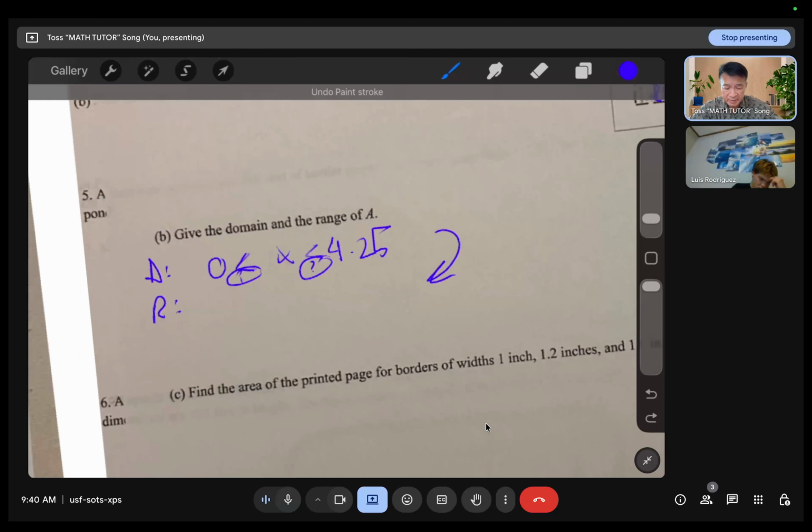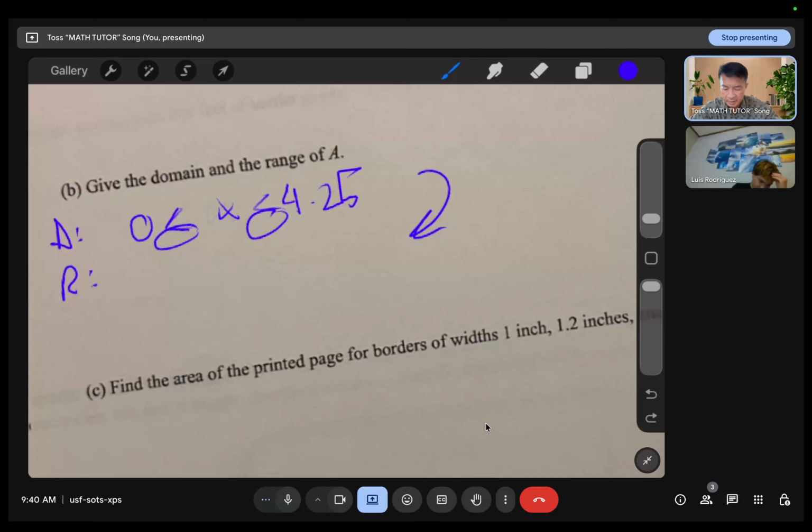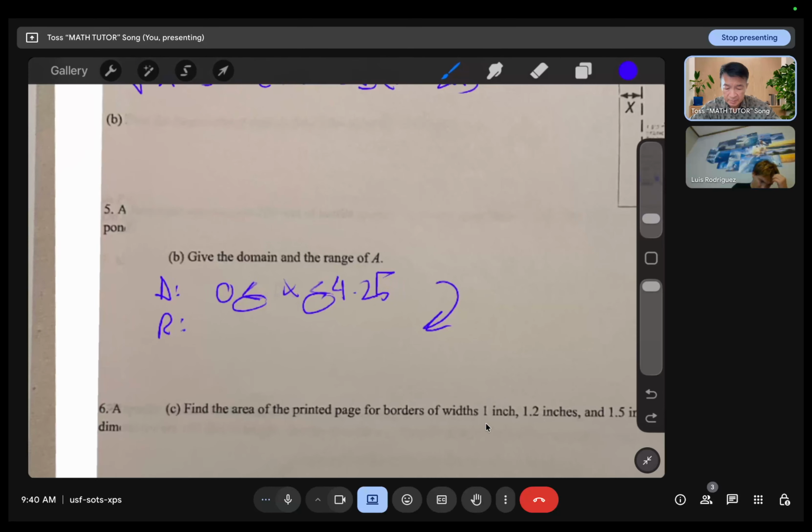There's similar problems. I'm not saying this one, okay? So ask your teacher about, do you want to put the bar? Do you want to put the bar? Okay, now the range. Simple.